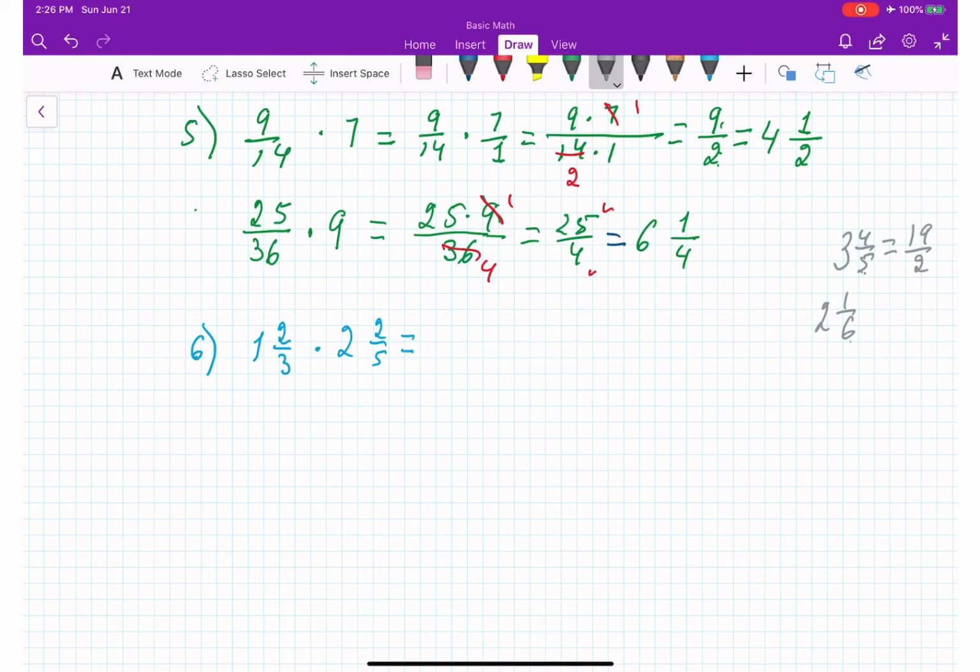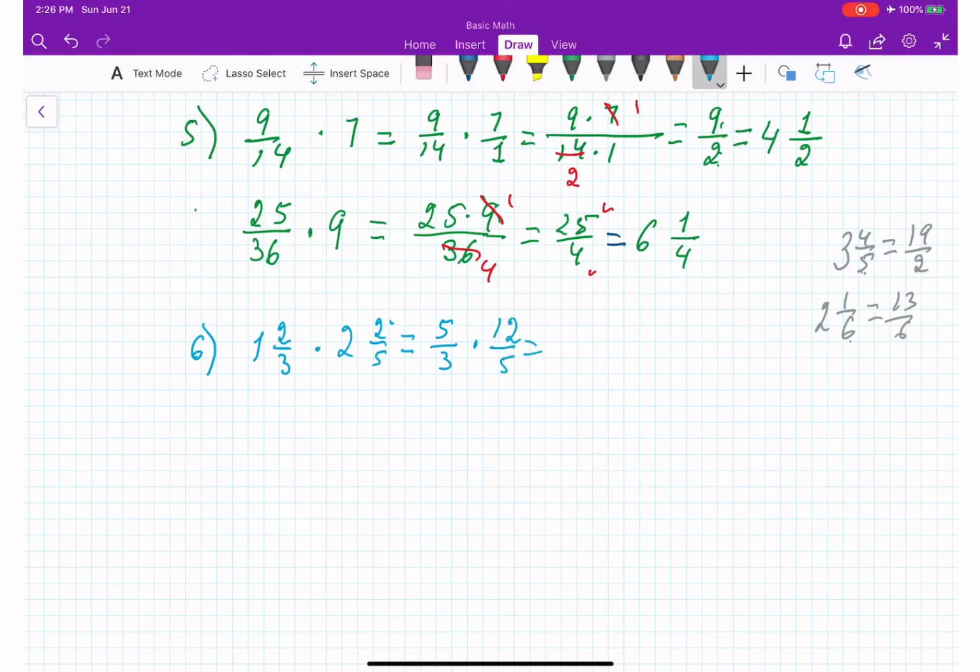Another example, 2 and 1 over 6. 2 times 6 is 12, 12 plus 1 is 13 over 6. All right? So let's go back to our problem. 1 and 2/3. So 1 times 3 is 3, plus 2 is 5 over 3. And then times 2 and 2/5: 2 times 5 is 10, and plus 2, it's going to be 12 over 5.